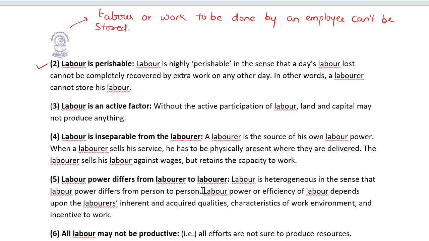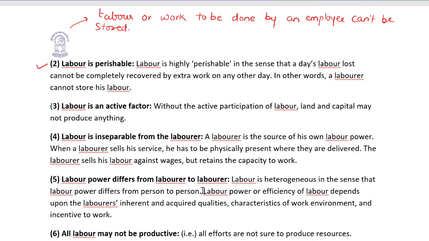You should understand over here that if you work extra a day, but the time is different, the date is different. So you can't store the labor. It is highly perishable in nature, right? So a laborer cannot store his labor for use at a later point of time. We can say that labor is said to have no reserve price.